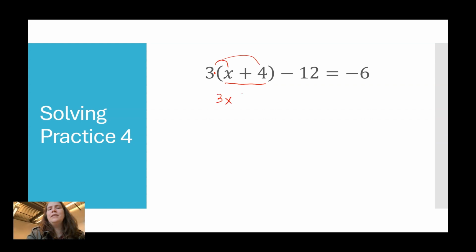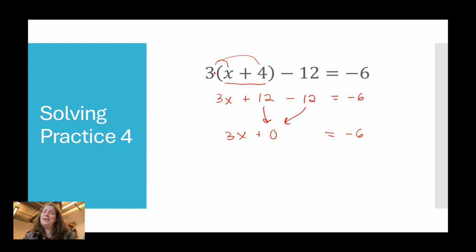I have 3x plus 12 minus 12 equals negative 6. I'm going to combine like terms. Positive 12 and a negative 12 is just 0. Don't even have to write it. I could just have 3x equals negative 6. And now I can ignore that 0, right? So let's divide by 3. I mean, technically I would divide 0 by 3 too, but it's just 0, right? So I've got x left over here, and negative 6 divided by 3 is negative 2.